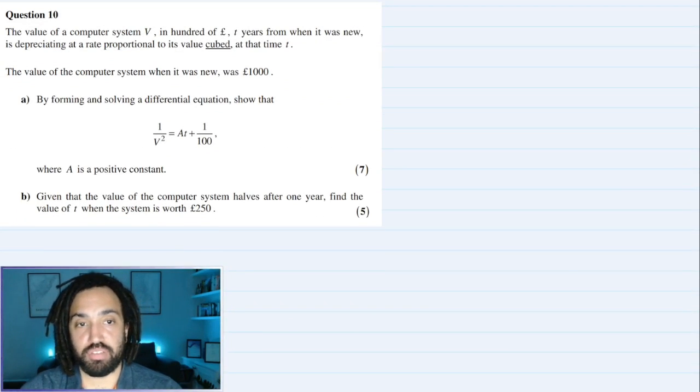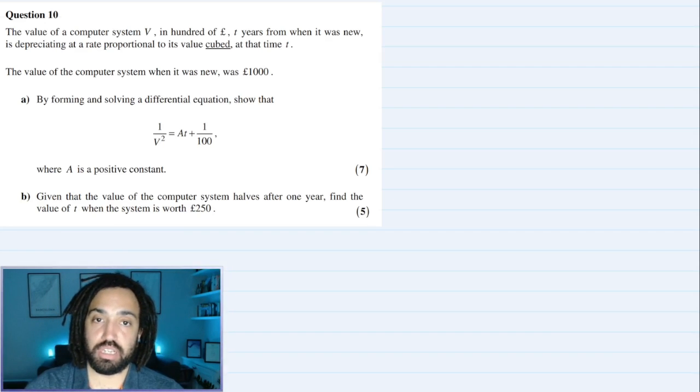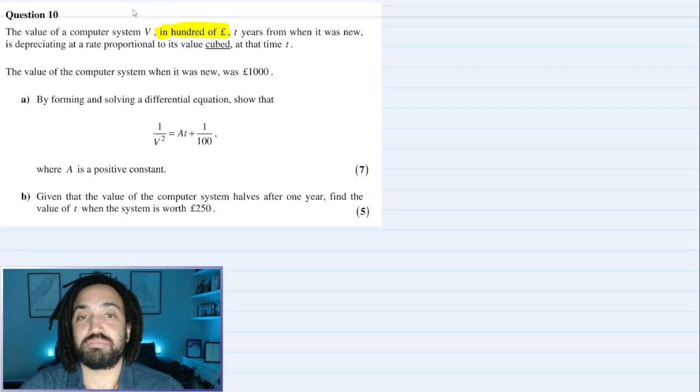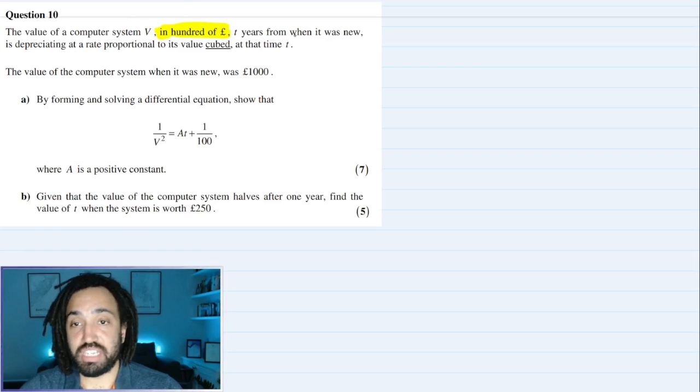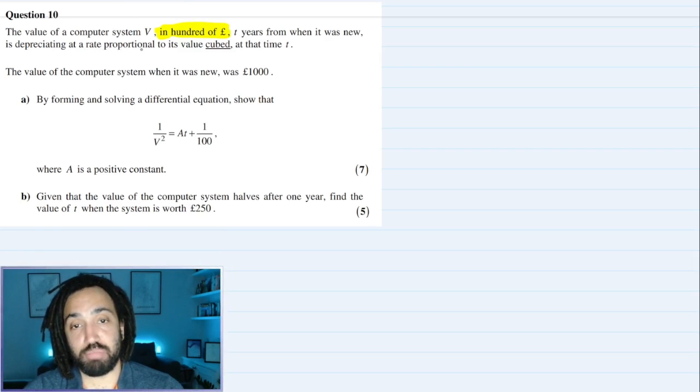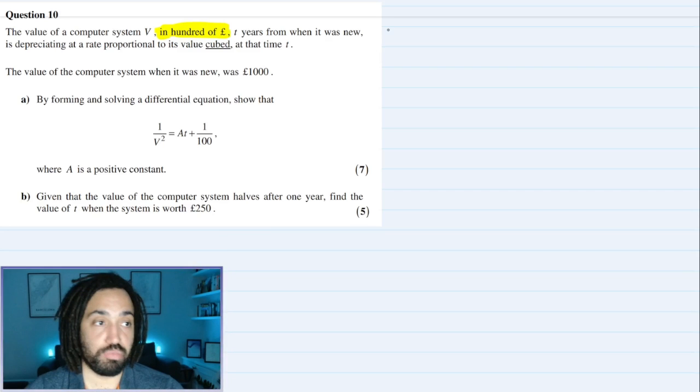Okay, we have the value of a computer system in hundreds of pounds. Absolutely highlight that straight away because I know that's going to mess me up if I don't. I've seen so many differential equation questions completely ruined because the units weren't considered. T years from when it was new is depreciating at a rate proportional to its value cubed.